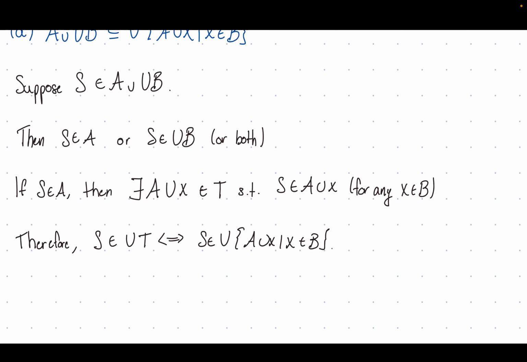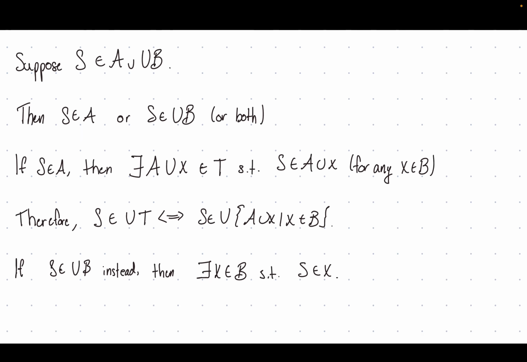Okay, so S is in the union of T, meaning that S is in the union of A union X such that X is in B. Cool. Now we're going to take the second branch. If S is in the union of B instead, then there exists some X in B such that S is in X.